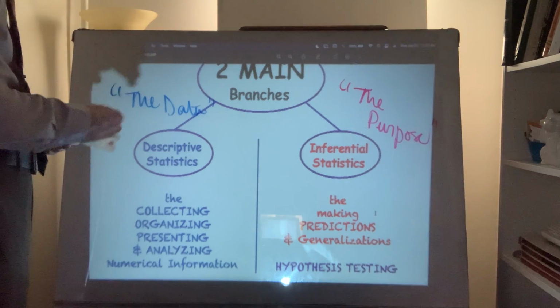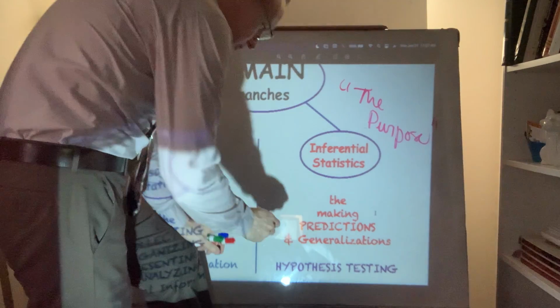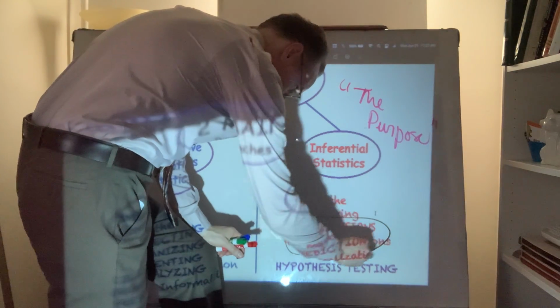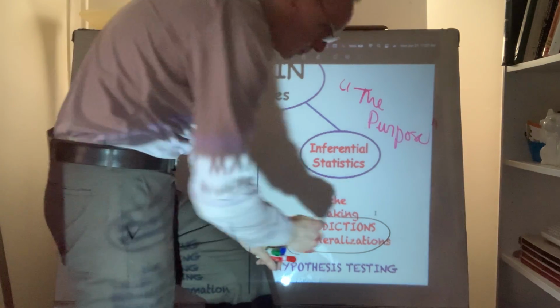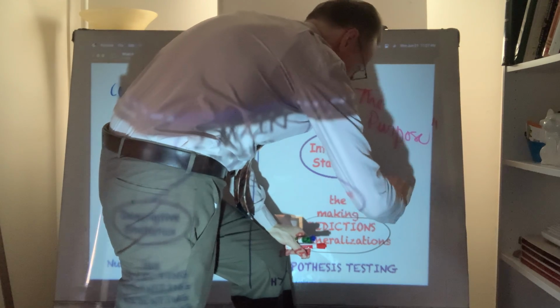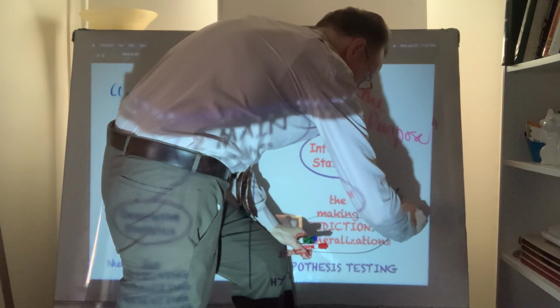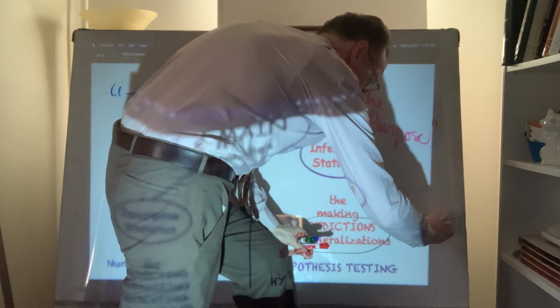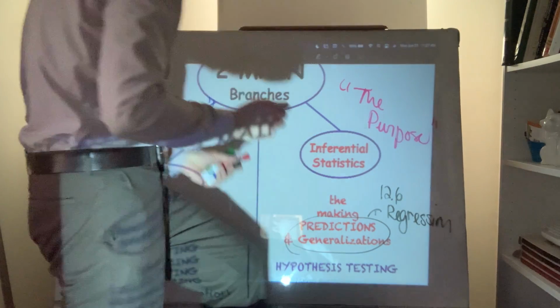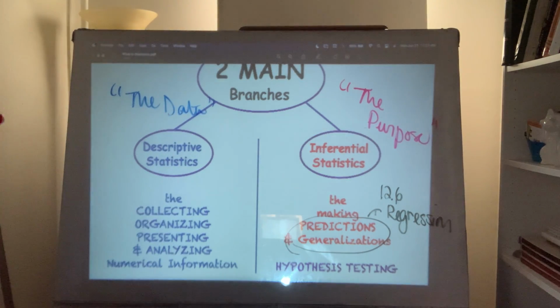For our purposes, this much of the actual equation writing will be when we get to section 12.6, regression. Specifically linear regression, which is modeling something based upon y equals mx plus b, essentially.